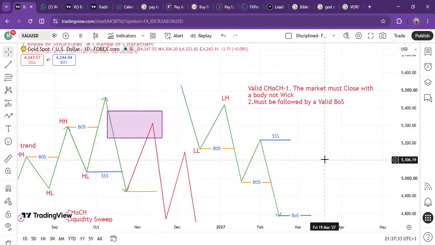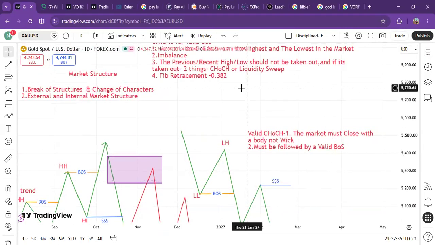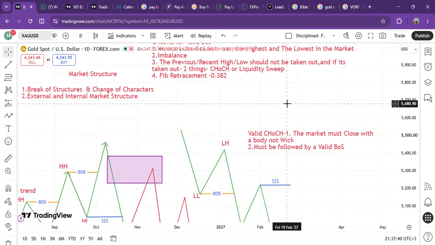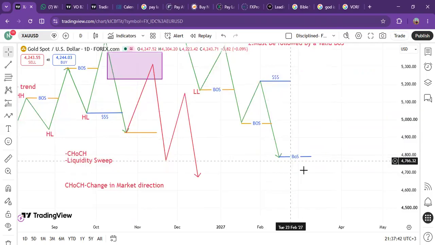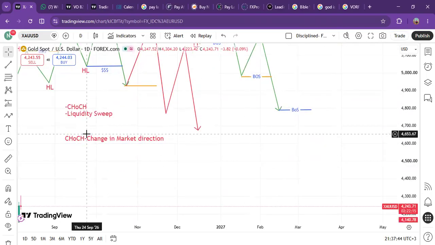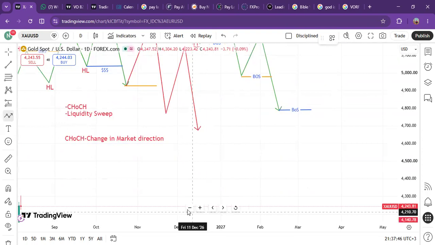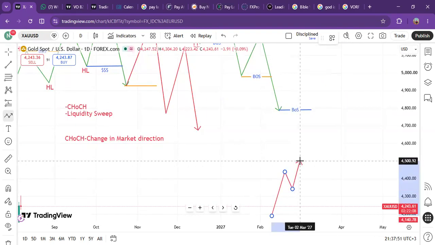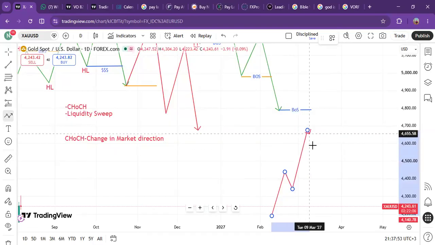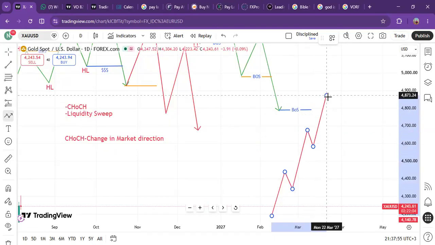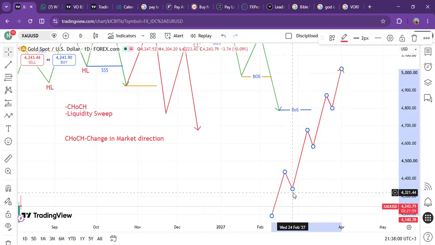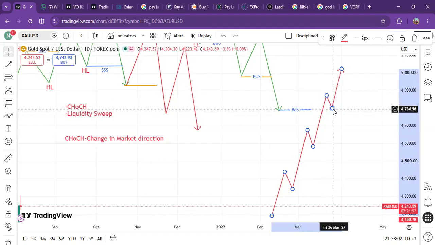Okay, so the fourth point, the Fibonacci retracement tool. Sometimes I find people, you spot the market moving up, and you spot some red candlesticks, and you think that these areas here, because you have red candlesticks, are break of structures.